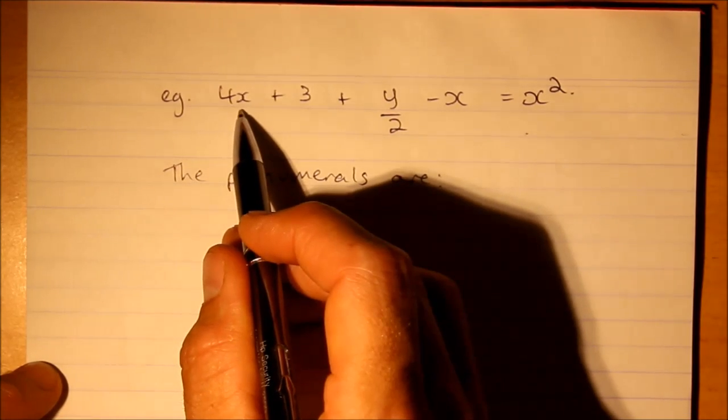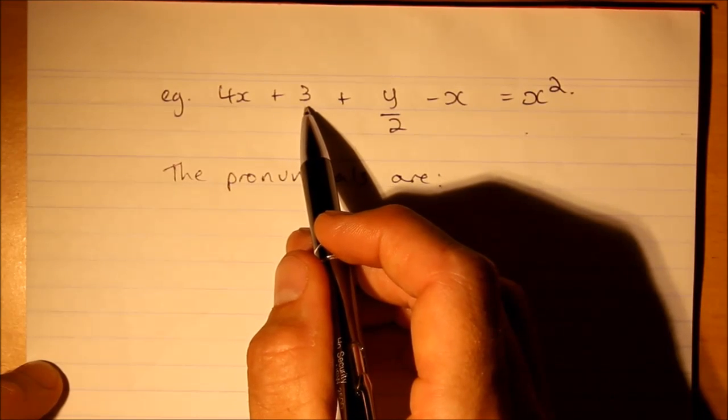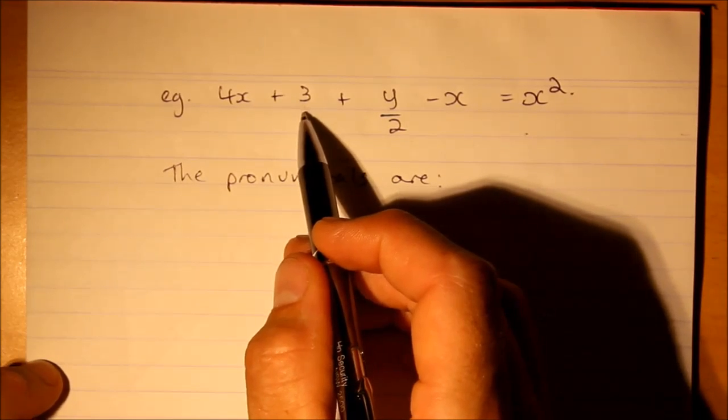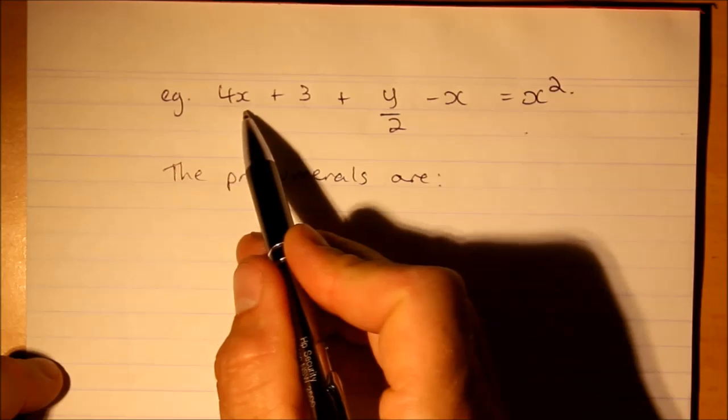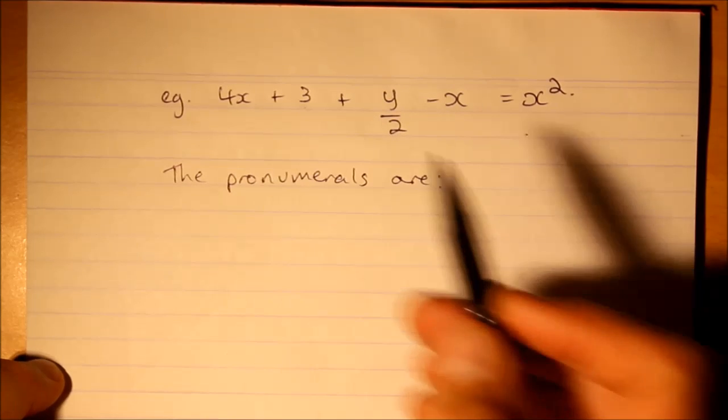You'll notice this term here is different to this term. This is called a constant term, and the reason is because it's always 3. It's never going to change. This is variable because it depends on what the value of x is.